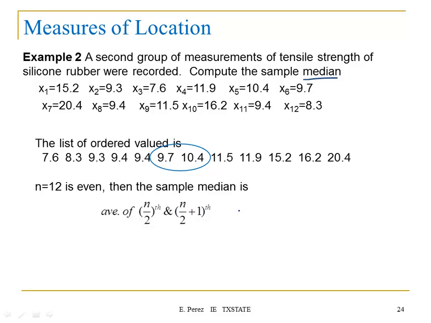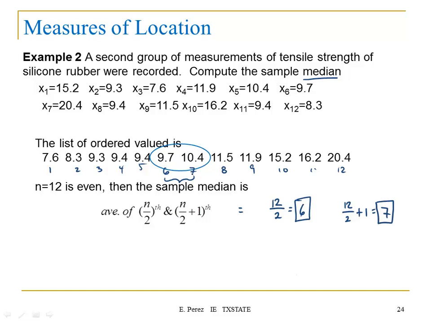Let me compute that. So this is equal to 12 divided by 2, which is 6. And 12 divided by 2 plus 1, that is 7. So you go here to your list. This is the value you want. You count 1, 2, 3, 4, 5, 6, 7, 8, 9, 10, 11, 12. So you're looking for these two numbers, the 6th and 7th values.